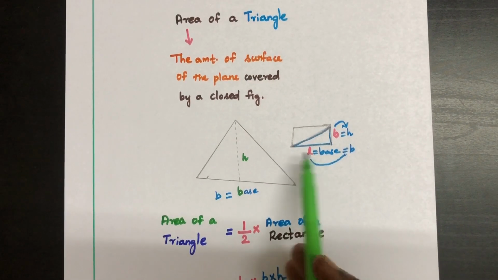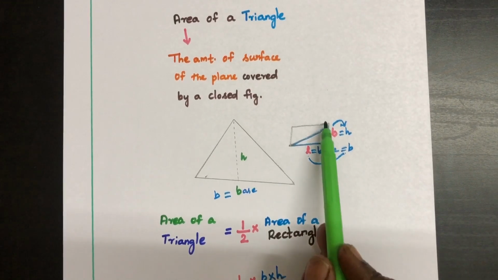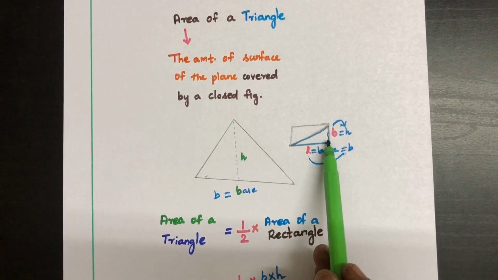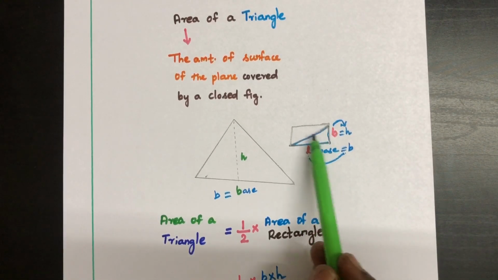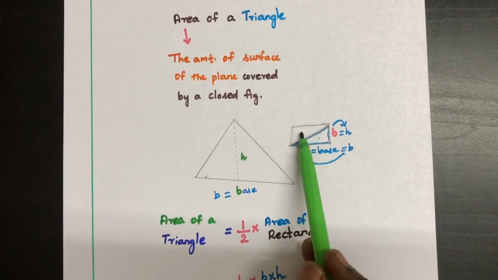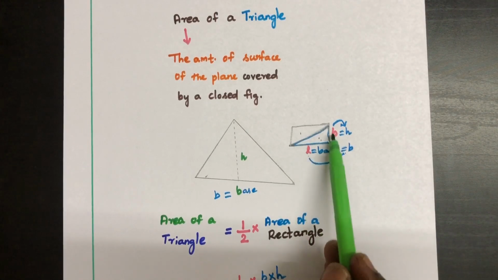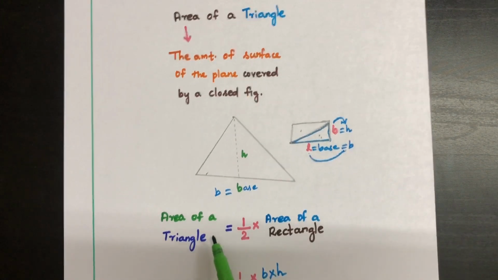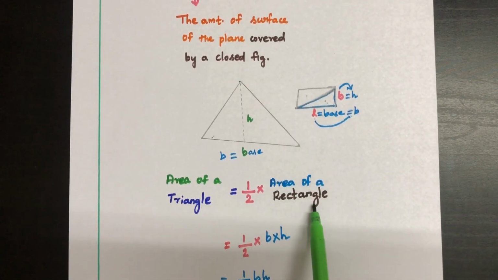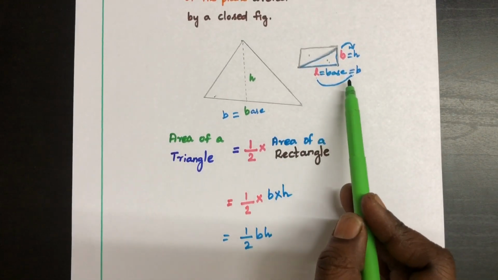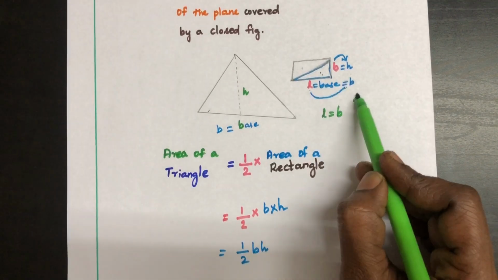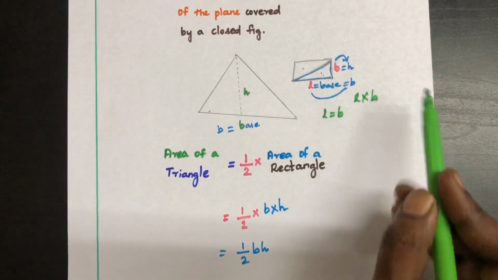See, here I have taken this rectangle. This is for a right angled triangle. If you cut like this, exactly two halves will come, right? This is one triangle. Area of a triangle is half of the area of a rectangle. So this is equal to half into, what is the area of a rectangle? L into B. Just keep it in mind.